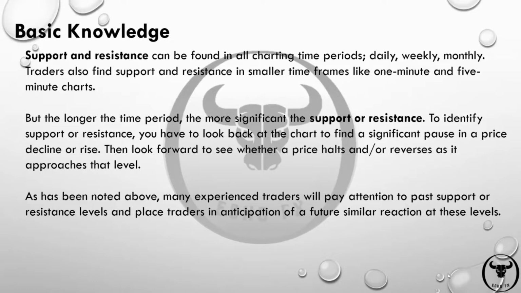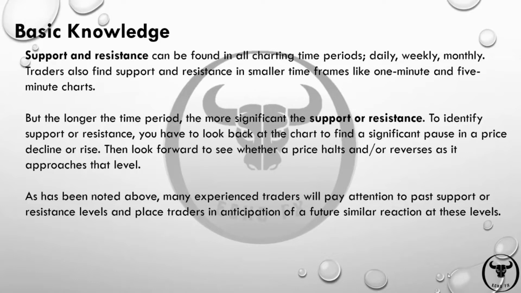Now, this is why support and resistance levels are sometimes referred to as zones and not actually lines. Remember, it's actually zones and areas. You shouldn't see them as a point or a line. It's actually more of an area or zones.